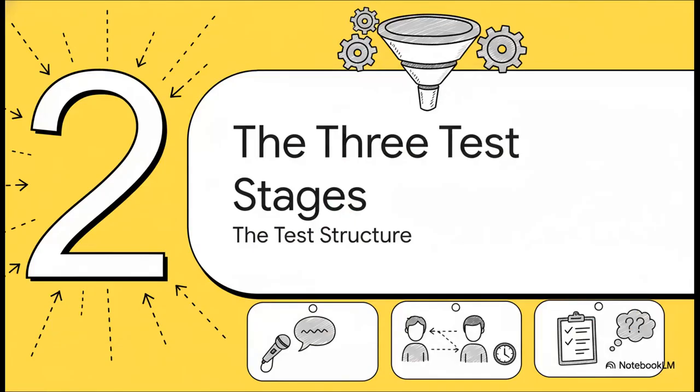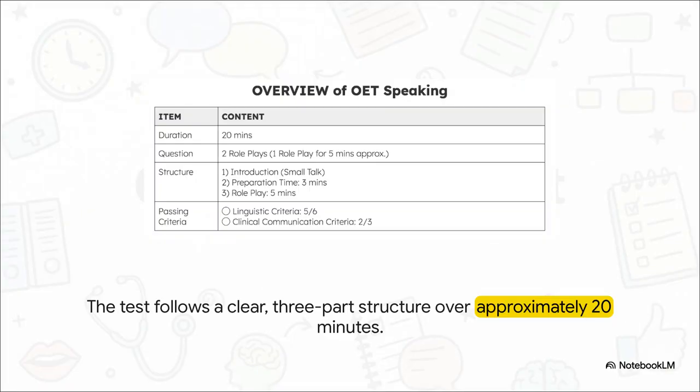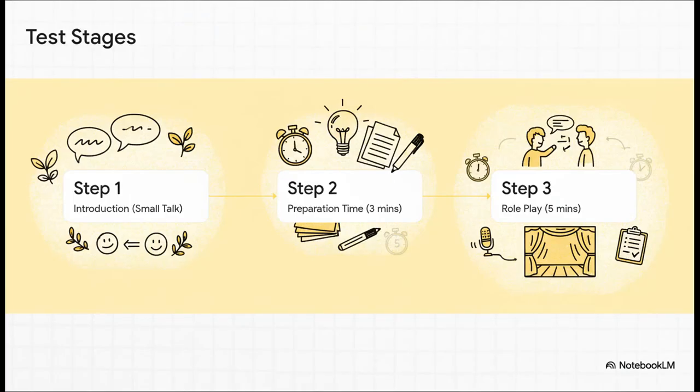All right, to really see how this simulation plays out, we've got to look at the test structure. It's actually broken down into 3 really clear stages. So the whole thing takes about 20 minutes from start to finish. And as you can see, it follows a really clear process. You've got your introduction, then some prep time, and then you dive into 2 different role plays. So let's just break that down a bit more clearly.